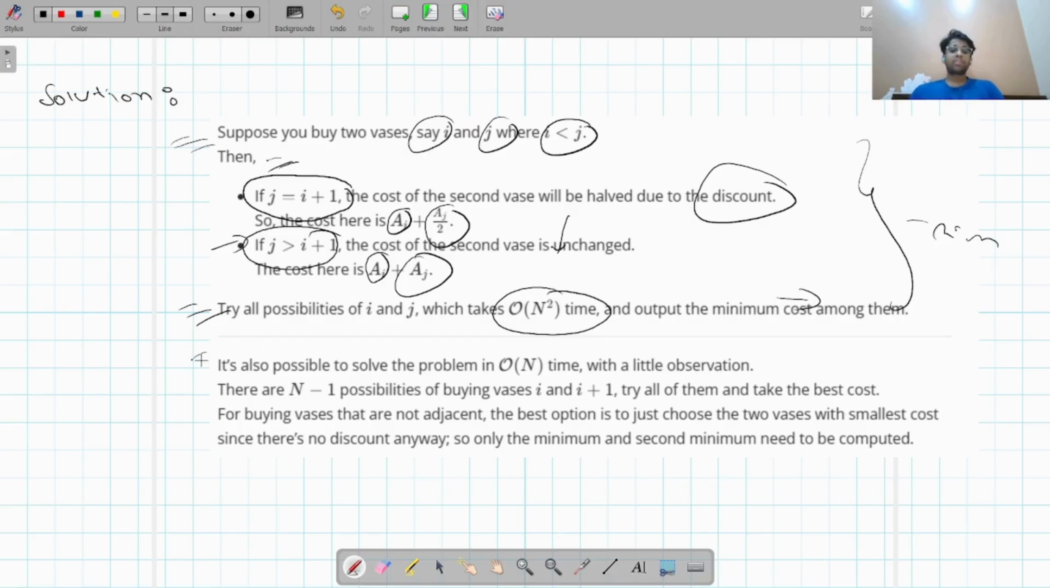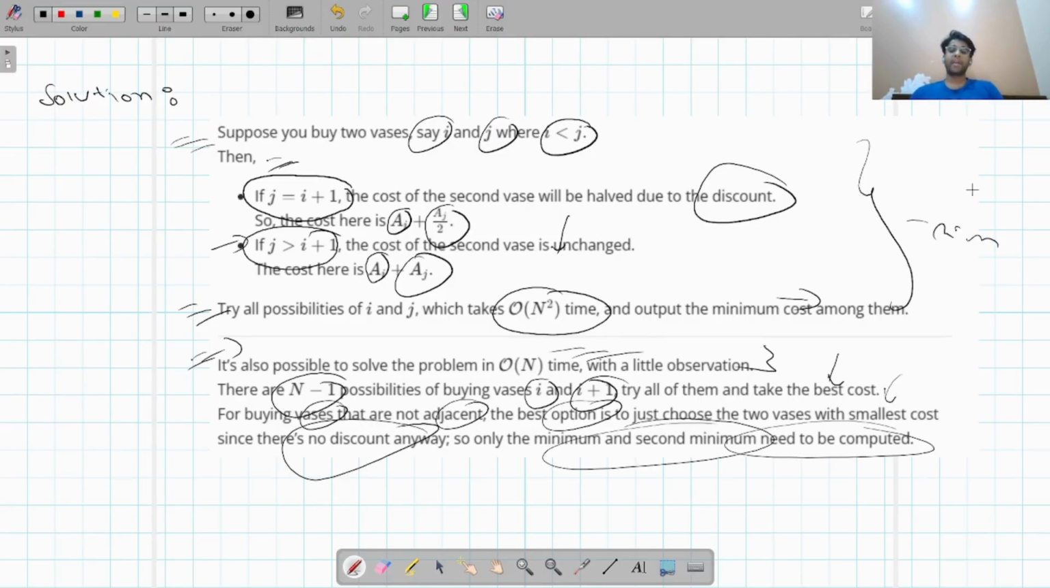It's also possible to solve the problem in O(N) time with a little observation: there are N minus 1 possibilities of buying vases i and i+1. Try all of them and take the best cost. For buying vases that are not adjacent, the best option is to just choose the two vases with the smallest cost. Since there is no discount anyway, only the minimum and the second minimum need to be compared. So I think the solution is pretty much clear.